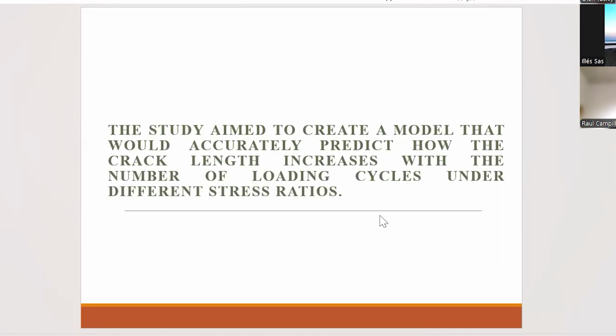The study aimed to create a model that would accurately predict how the crack length increases with the number of loading cycles under different stress ratios.